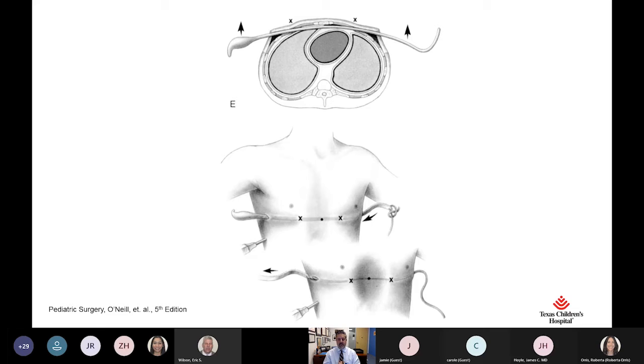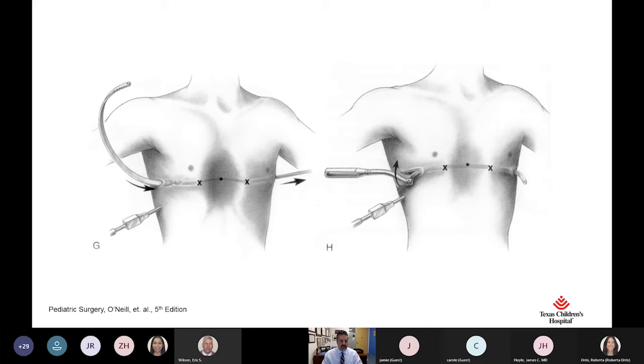So here we are just passing some umbilical tapes back out through the other side. We then attach those to the bar. The bar gets placed actually upside down, meaning the C configuration is the ends are pointing up. And then when we turn it into place, it corrects the deformity, and it does it immediately.